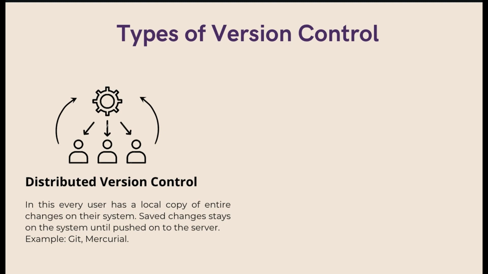Another is distributed version control. Here, you or your team members each has the local copy of entire changes on your system, which means you can make whatever changes you desire and save it on your system locally without ever affecting the remote files. In order for the changes to be reflected in the remote files, the change first needs to be pushed out to the server. Git and Mercurial are two of its examples.